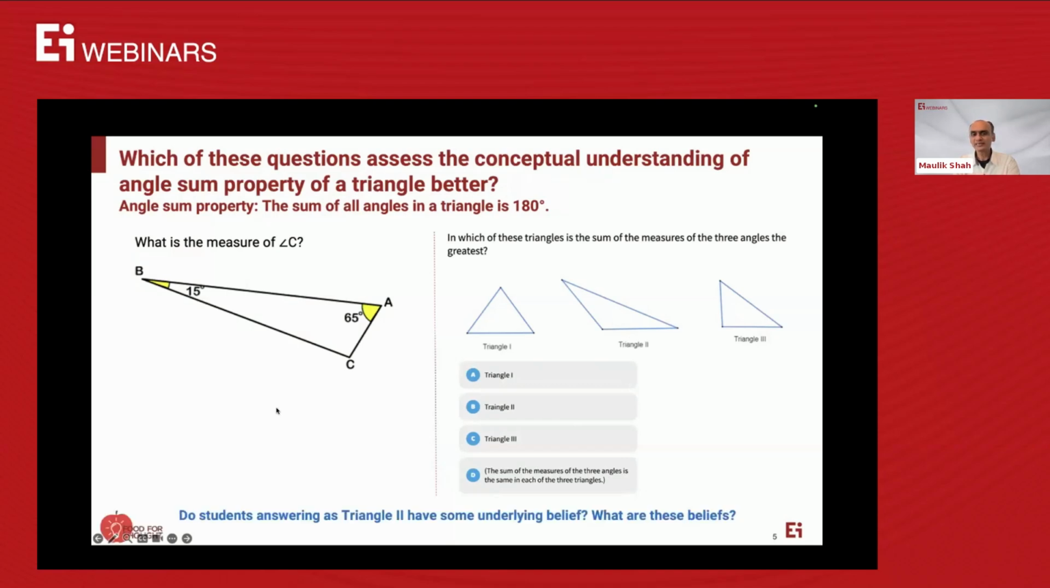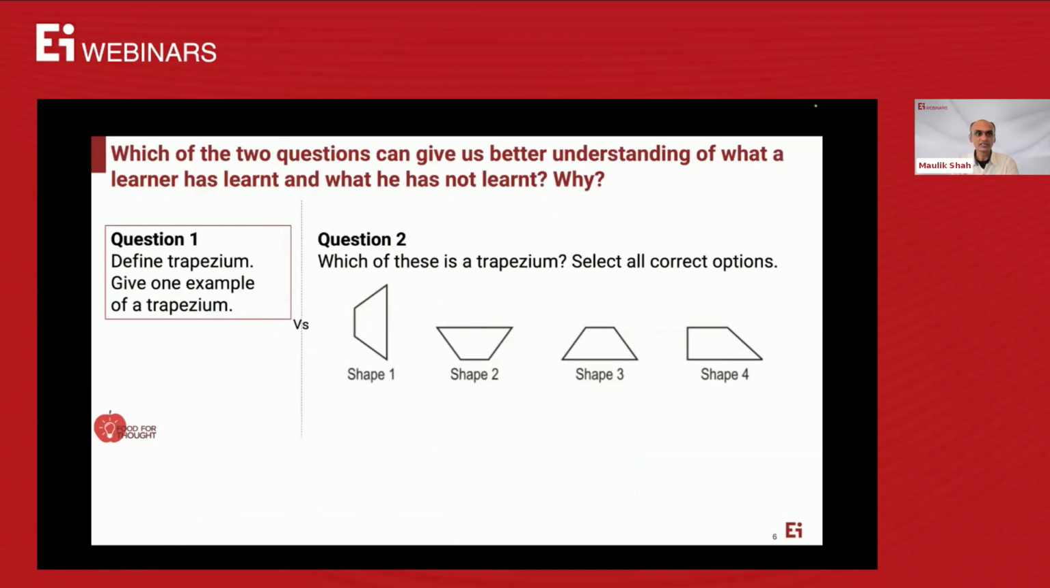Do students answering triangle 2 have some underlying belief or wrong notion? Maybe let's think about that and revisit it once we get to the actual discussion on the same. There is indeed some underlying belief.